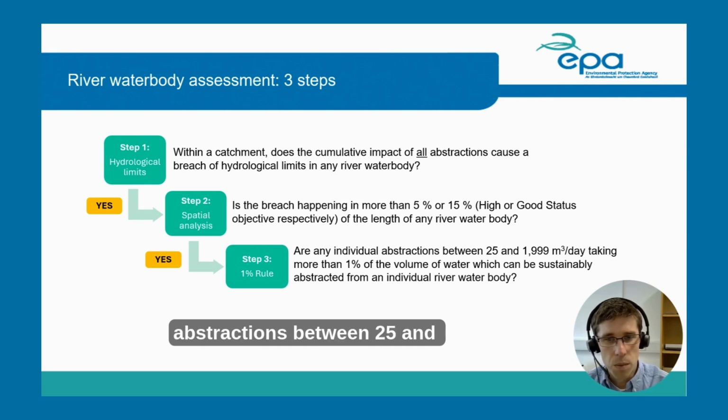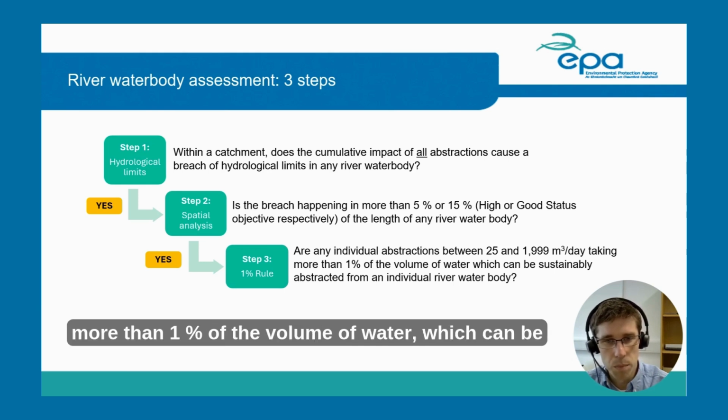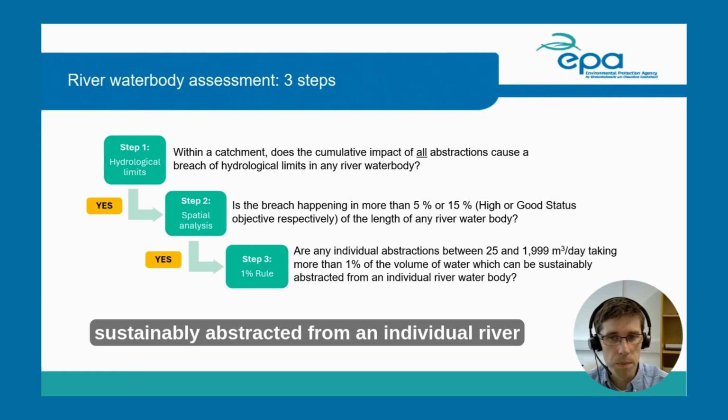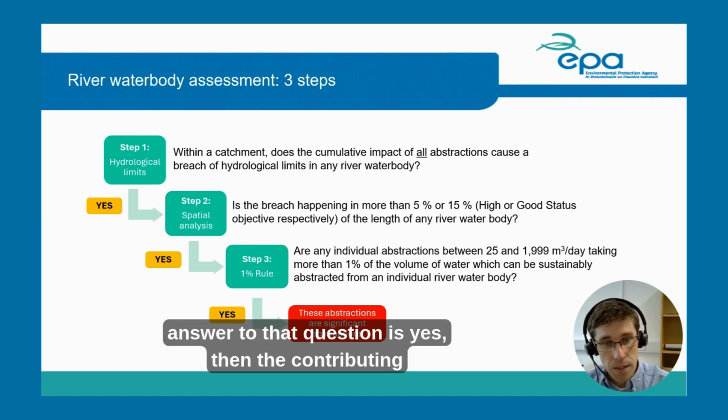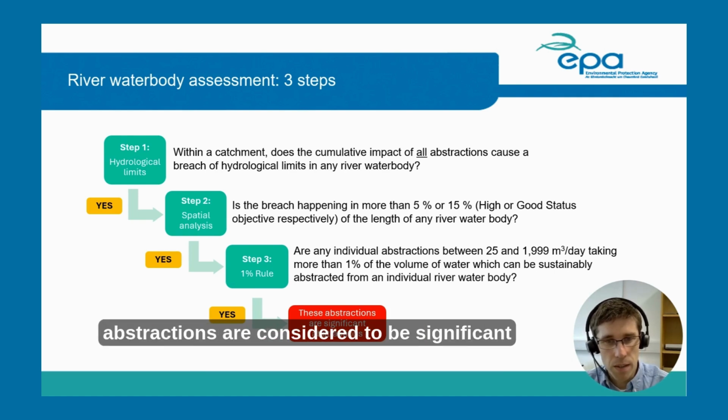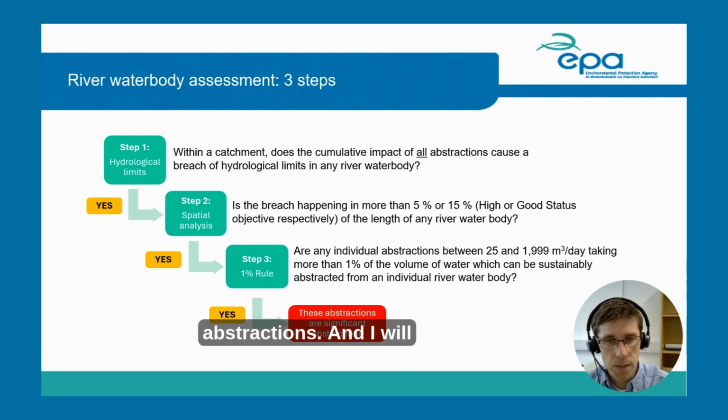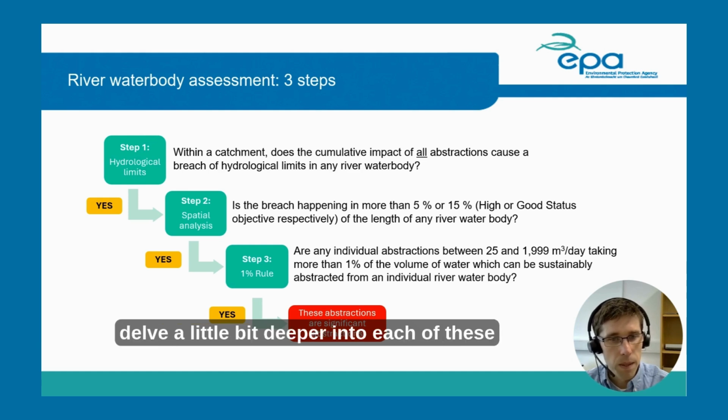Are any individual abstractions between 25 and 1999 meter cube per day taking more than 1% of the volume of water which can be sustainably abstracted from an individual river water body? If the answer to that question is yes, then the contributing abstractions are considered to be significant abstractions. And I will delve a little bit deeper into each of these steps now.